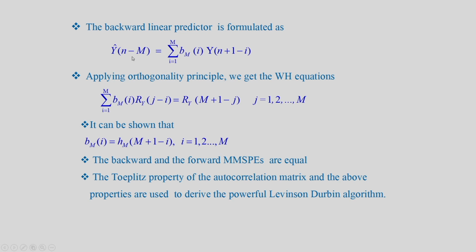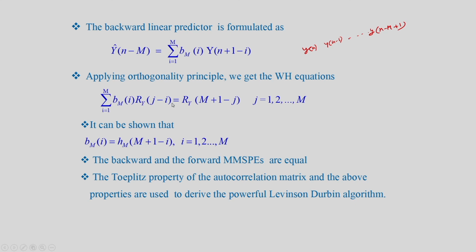Similarly, we also discussed the backward prediction problem. Here, given y[n minus 1] up to y[n minus m plus 1], we predict y hat n minus m. So y hat n minus m is summation b m i, this is the backward prediction coefficient, into y[n plus 1 minus i], i going from 1 to m. This is the backward prediction problem. And here also we apply the orthogonality again. Error is orthogonal to data. There are m data, and corresponding to that we will have these Wiener-Hopf equations.